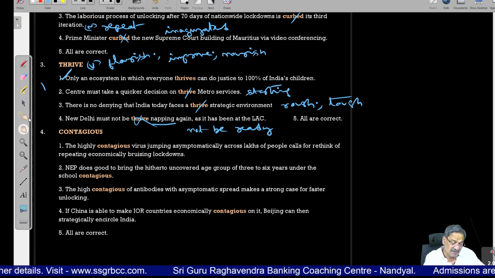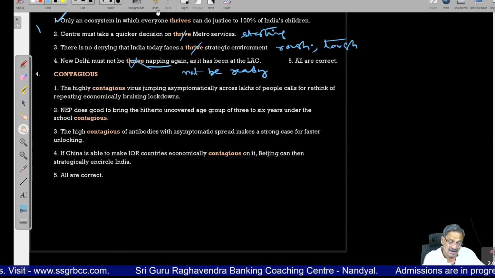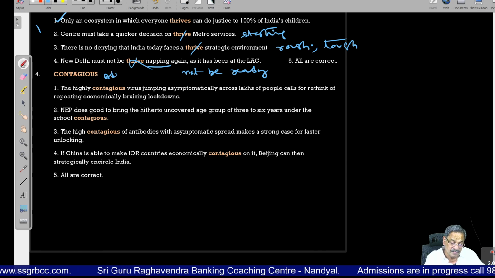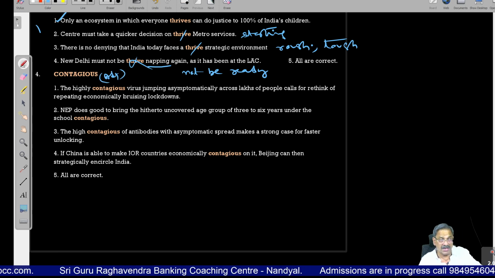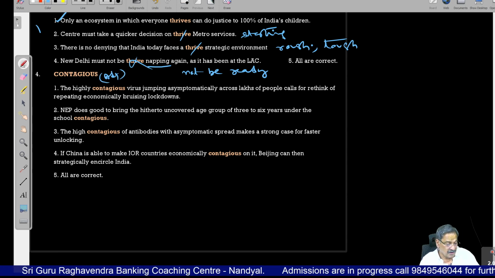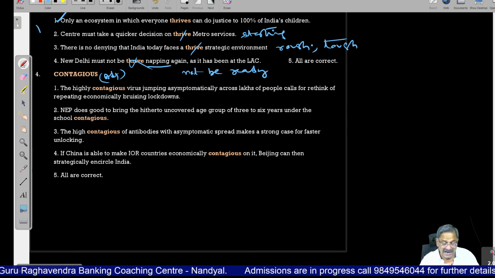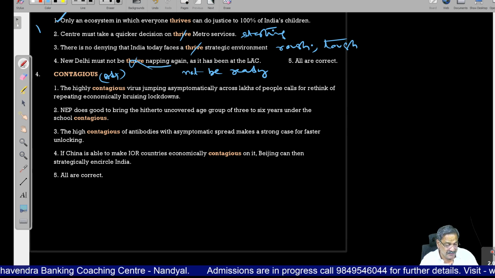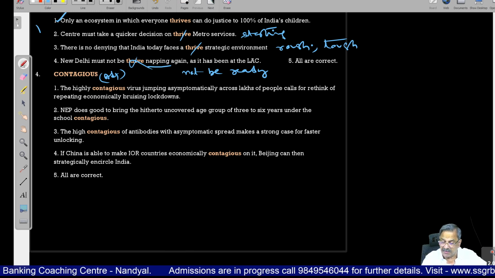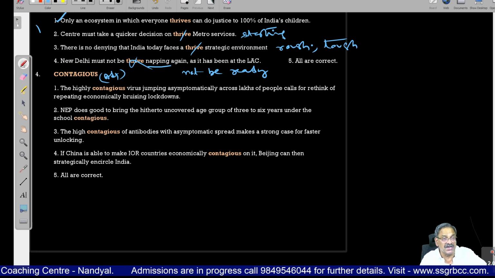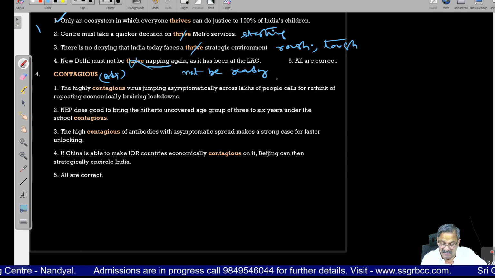Contagious. Any word ending with OUS is treated as an adjective. Contagious అంటే ఏంటి? Contagious means likely to spread. Contagious diseases అంటాం కదా, likely to spread.